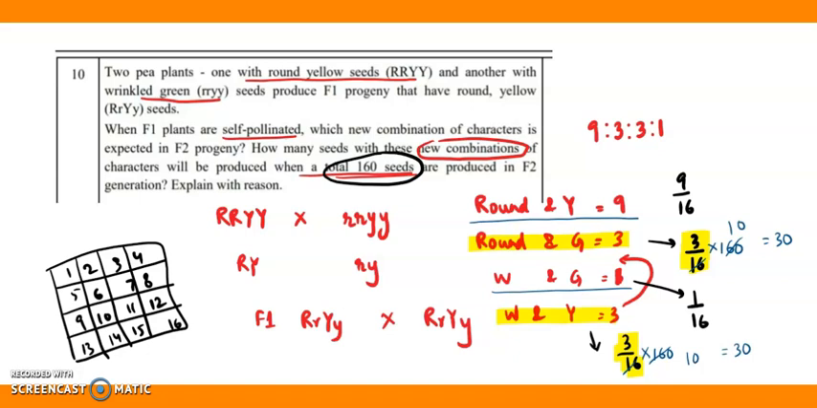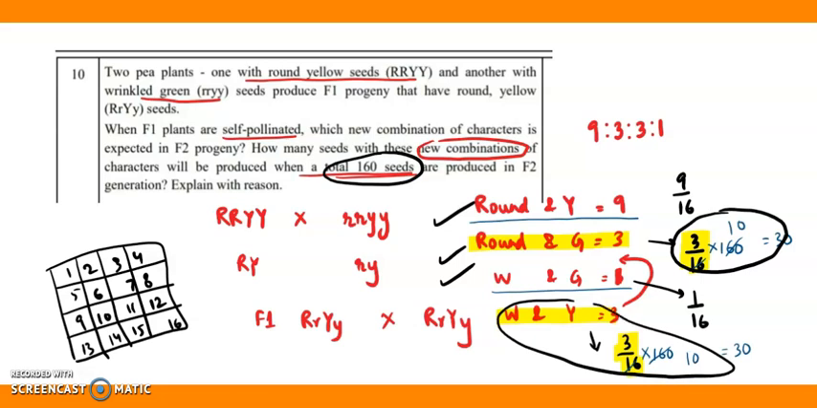So you will make the F2 generation Punnett square, show these proportions, and then show that the new combinations would be round and green, of which 30 seeds will be obtained, and wrinkled and yellow, of which 30 seeds will also be received. I hope you have understood the questions. Such questions are very, very easy. Let's move on to the next one now. Thank you.